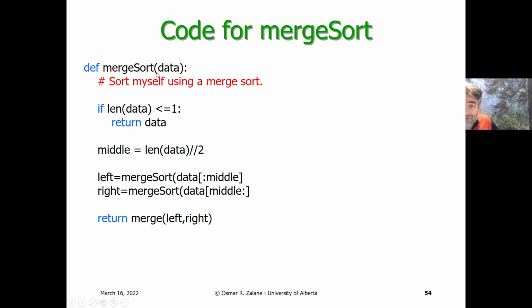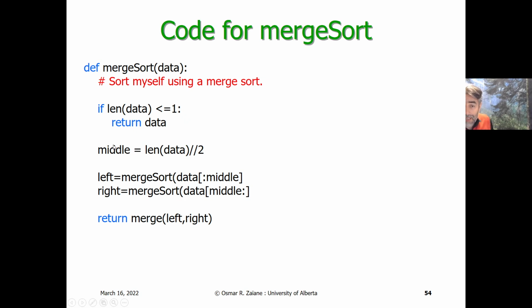Merge sort receives data as a reference to a container containing the data that I need to sort. And if the length of data is only 1, so I have only one element, well, it's already sorted. I return that data. Otherwise, I have more than one. In that case, I have to cut it into 2. Where do I cut it into 2? I go right to the middle. How do I get the middle? Well, the length of the data, integer division by 2.